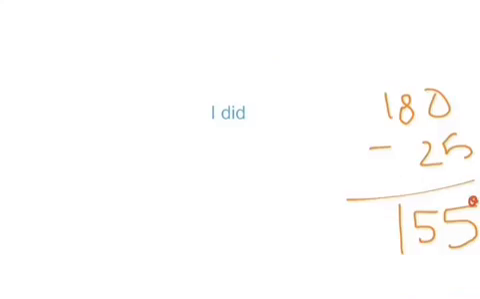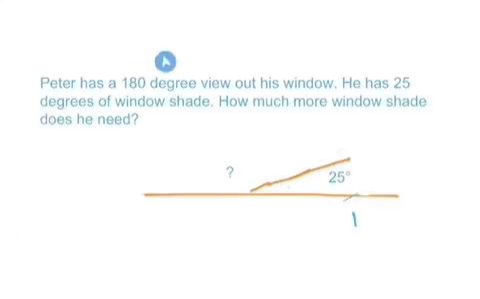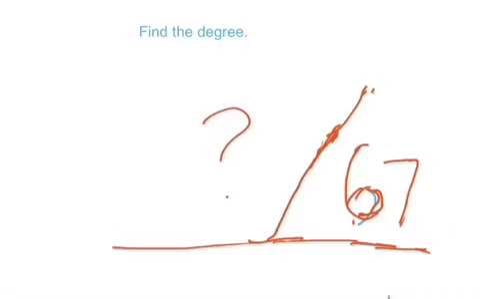I did 180 minus 25, because in the math message it said 180 degrees, which is this part, and then 25 window shade, which is this part, and then basically minus that to get your answer, and I got 155 degrees for the answer. Hopefully you got somewhere around there. If you didn't, just write down the answers, and then you're done. We'll see you in the next problem.